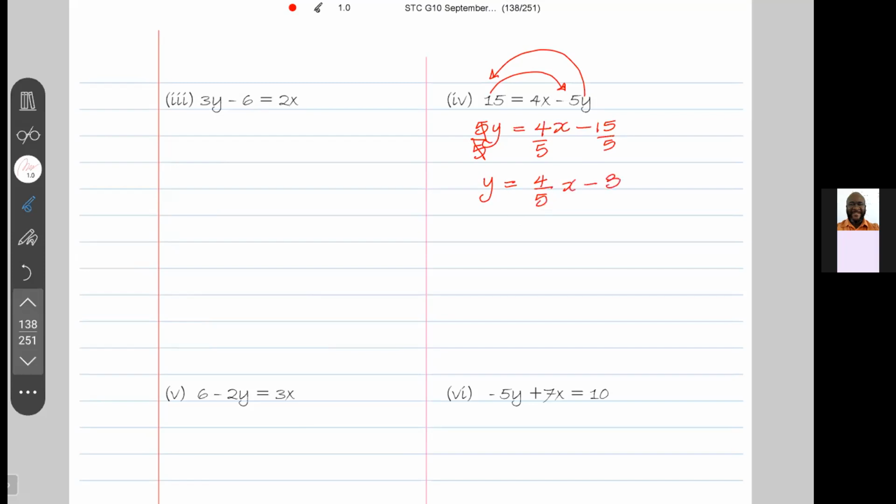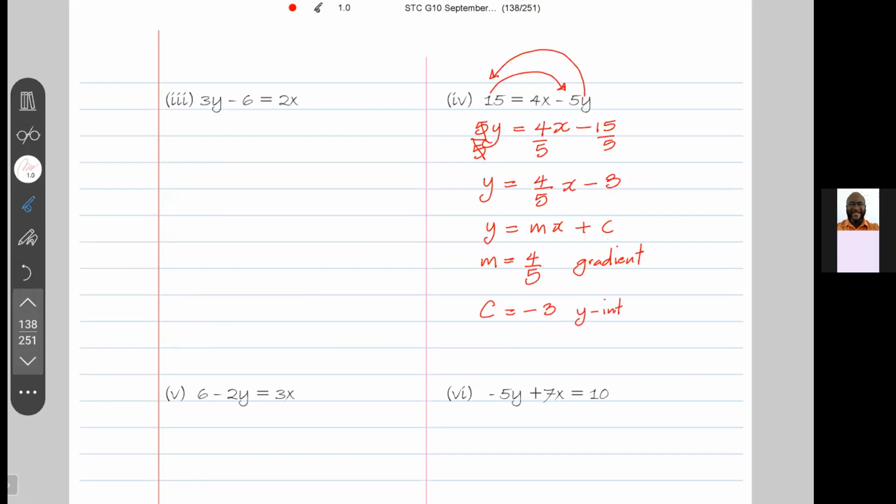Now, guys, once it is in this form, y is equal to mx plus c, m is the gradient. It's the number in front of x, so it's 4 over 5. This is the gradient. The number at the end, c, is the y-intercept. So the y-intercept is minus 3. That's the y-intercept.